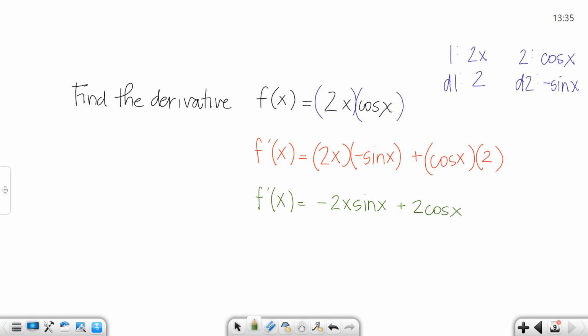It doesn't simplify, it doesn't have any common factors other than 2. So I would say that that's a very good answer. If you did want to factor out a 2, you could certainly do so. Taking out just a 2, you would get negative x sine x plus cosine x. That would also be a correct answer if you put it in the factored form.